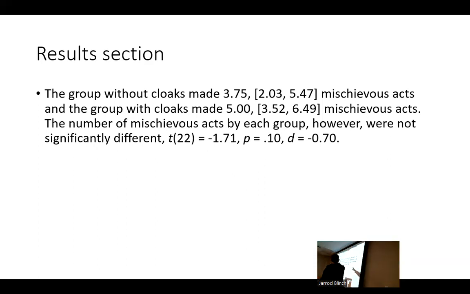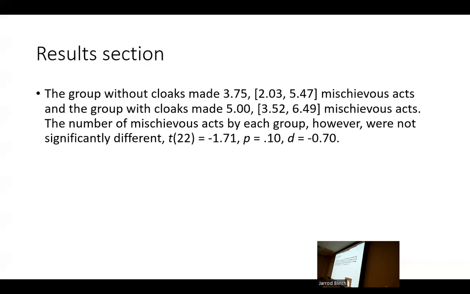So the group without cloaks made 3.75 mischievous acts, and the group with cloaks made 5 mischievous acts. The number of mischievous acts by each group, however, were not significantly different. And then I provided statistical support. So t, degrees of freedom, the t-value, the p-value, these are all in 2 decimal places. And then, oh, I forgot something else. Cohen's d sub s. I hit on the other slide, but I forgot it.